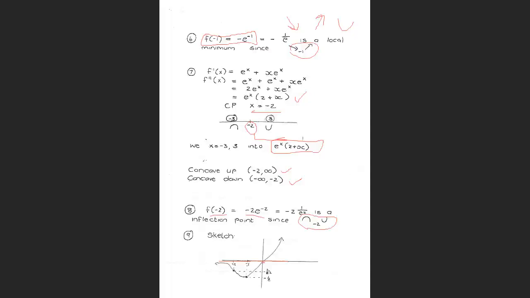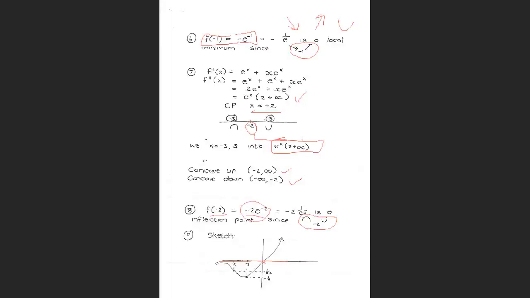And then look at concavity. We want it to be concave up from minus 2 all the way to infinity. So from minus 2 all the way to infinity, it has to be concave up. And we want it to be concave down from minus infinity to minus 2. So that tells you that at minus 2, remember that at f of minus 2, where you solve for this inflection point, that helps to tell you where there's a change of concavity.